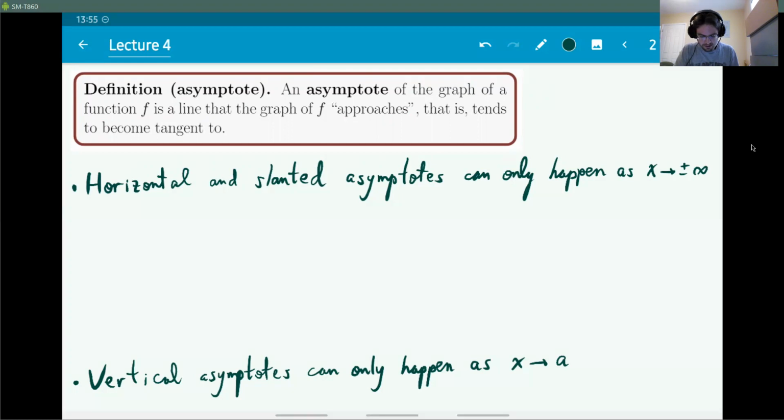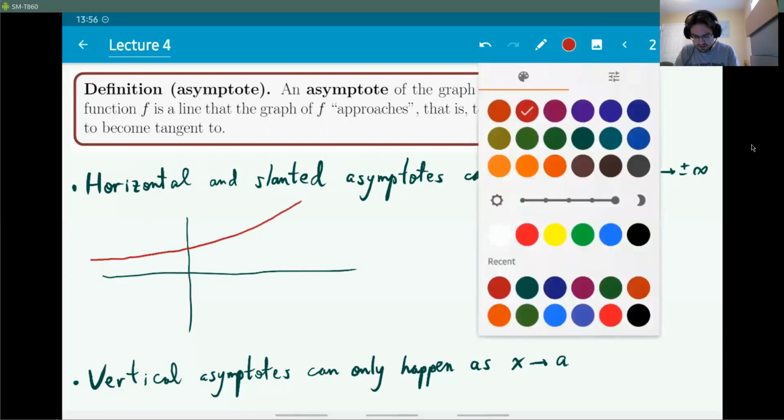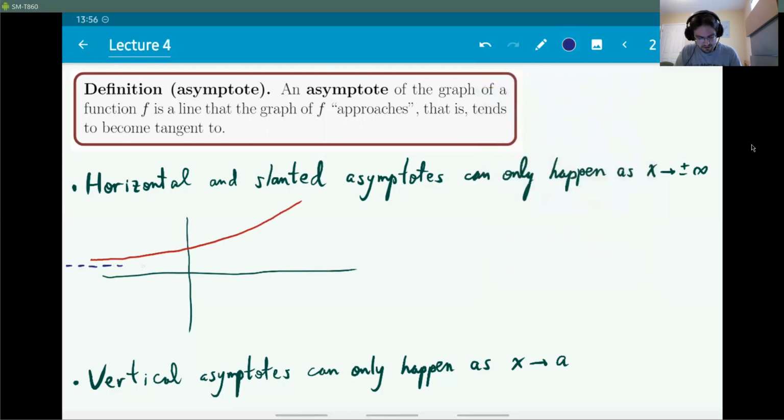So first of all, horizontal, which means this direction, or slanted asymptotes can only happen as you take x to plus or minus infinity. So for example, if you imagine a graph of a function that looks like this, and usually you're going to see these dotted lines to indicate that the graph is trying to approach a certain direction, both as x is going to negative infinity and also as x is going to positive infinity. So you can see here examples of one horizontal asymptote and one slanted asymptote.